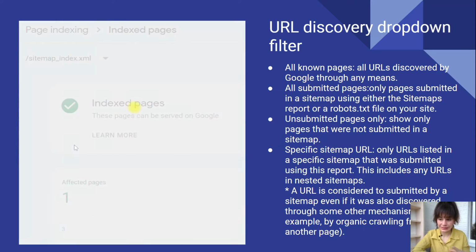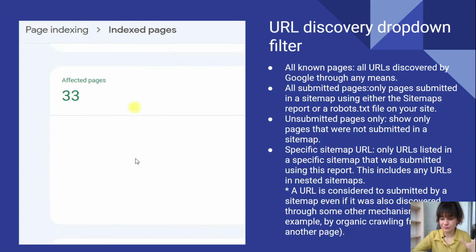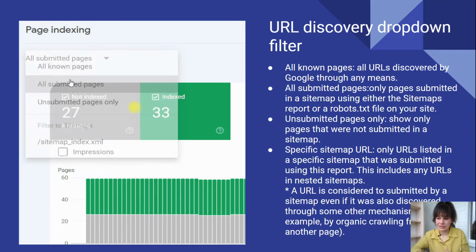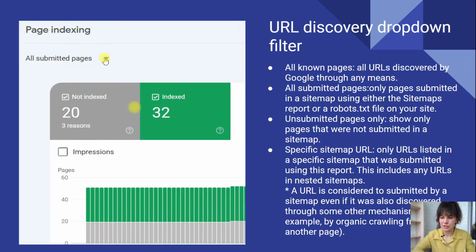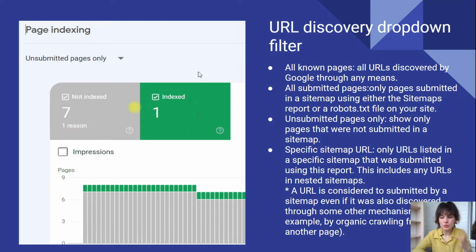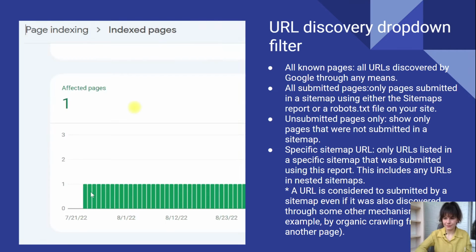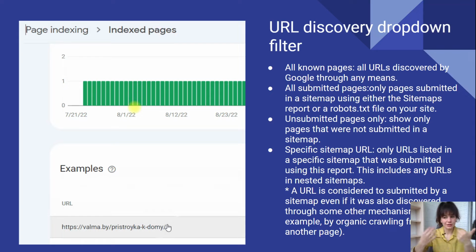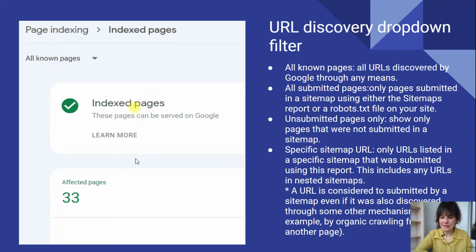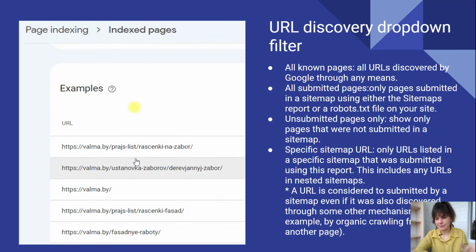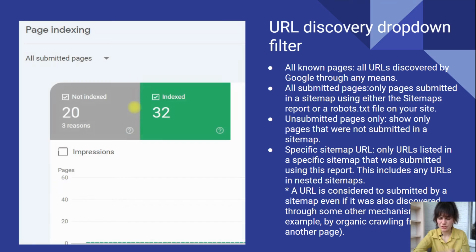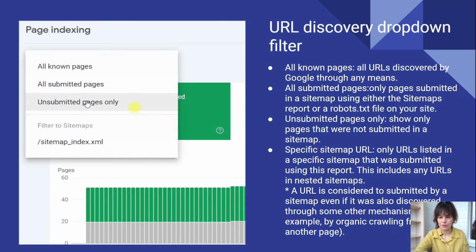Unsubmitted pages only. It's really insightful to check it at least once per month, for instance, to find some URLs which were found through internal links or from external sources to your site, but which are not in a sitemap. It's always good practice to either include them in the sitemap or remove them from search. Specific sitemap URLs could also help you see the status of a particular sitemap URL in SERP.